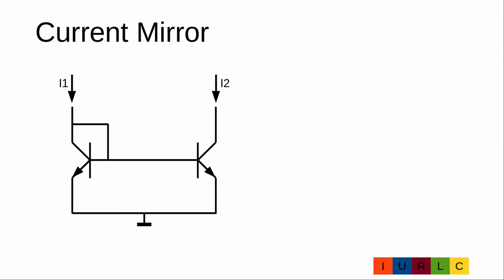Hello! So today's topic is the current mirror. What are the typical applications? How does it work in detail? And how can we build up a current mirror with discrete components? See you after the intro.